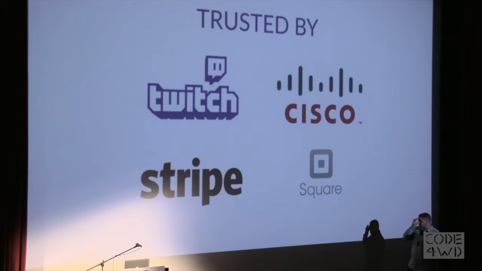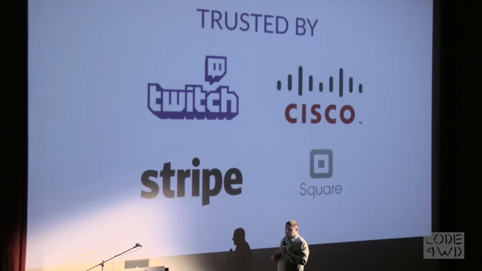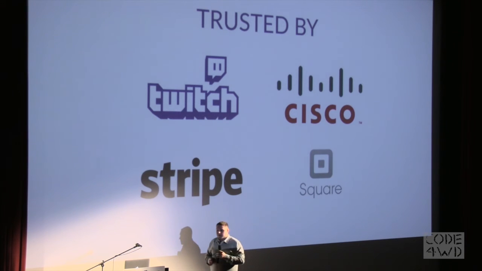Stripe is one of the largest online credit card processors in the US. Square is an on-site credit card processor. These are just some of the companies that are using Consul at massive scale. More recently, we brought on companies like Datadog that are pushing hundreds of thousands of requests per second. So it scales pretty significantly.